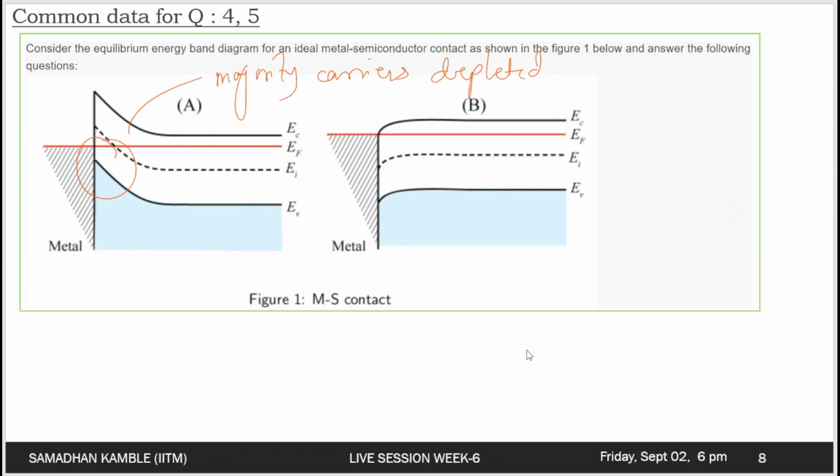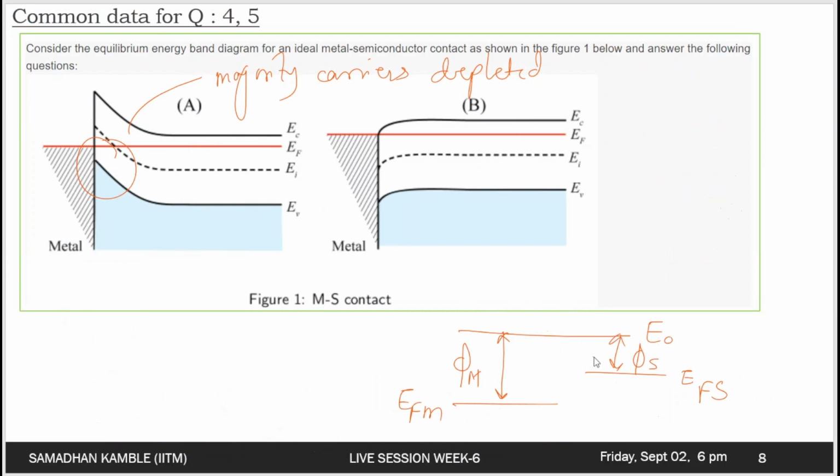So if you draw the vacuum level, let us call it the vacuum level, this is the work function for the metal. This is EFM, and this is phi s, EF for the semiconductor. So the electrons move into the metal, depleting the semiconductor. So it is the depletion regime.